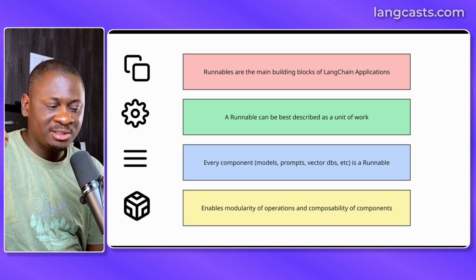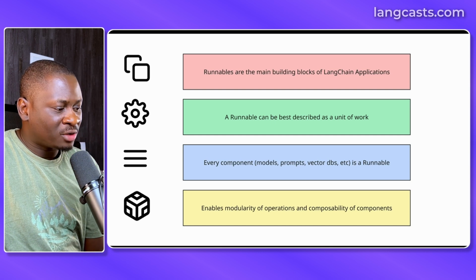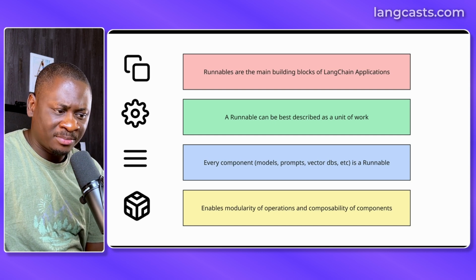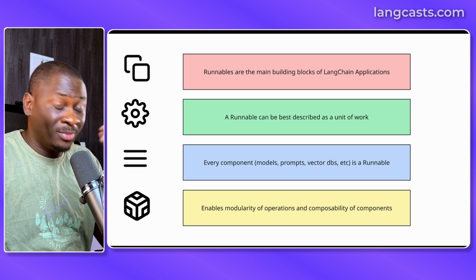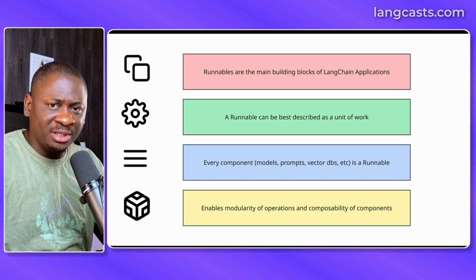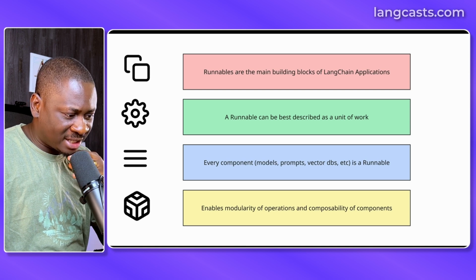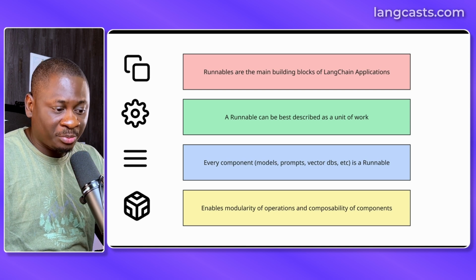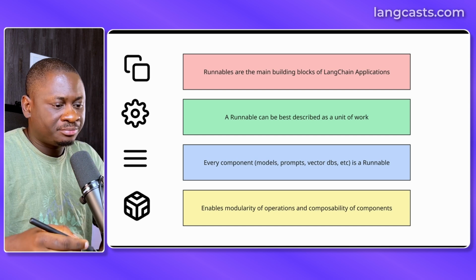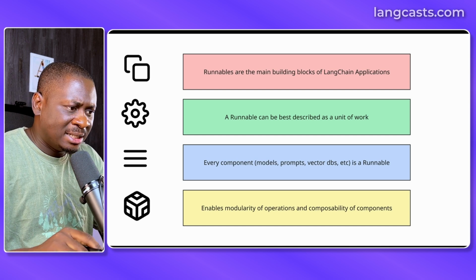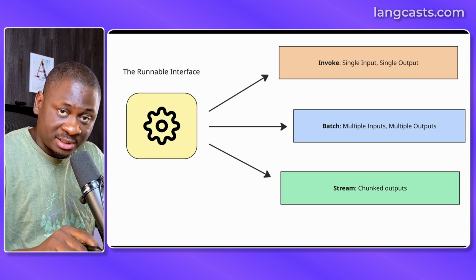And that's why I said this topic is critical to you understanding how LangChain works. So every component, models, prompt templates, vector databases, retrievers, text splitters, tools, messages, everything in LangChain is a runnable. And as we have also said, it enables the modularity of operations and the composability of components. So that's runnables. Next, let us look at the runnable interface itself.